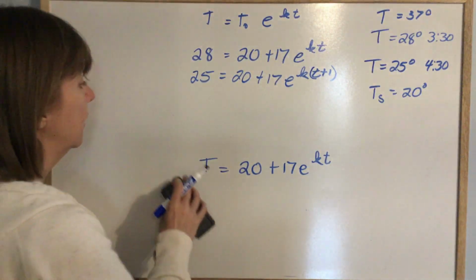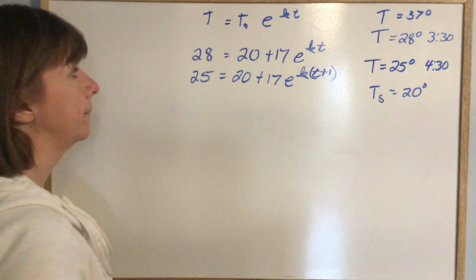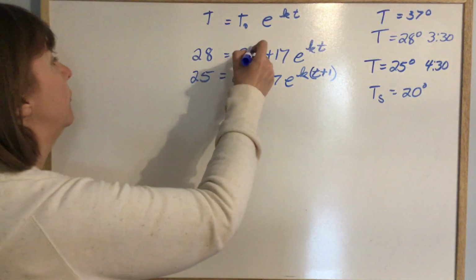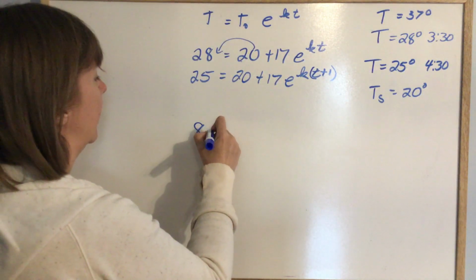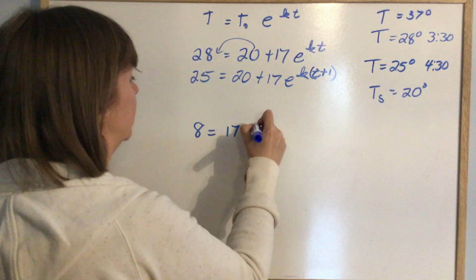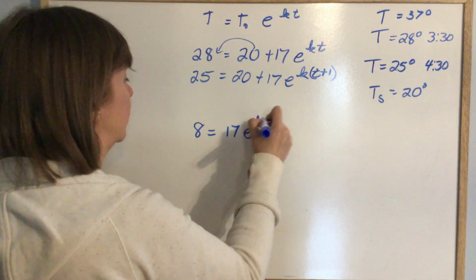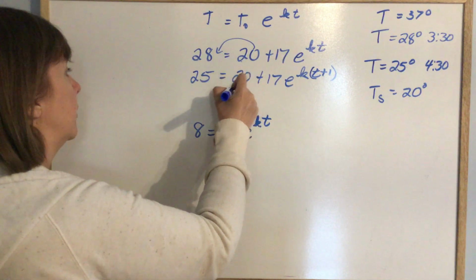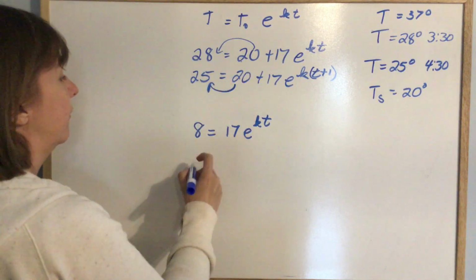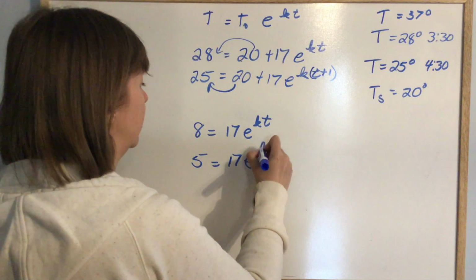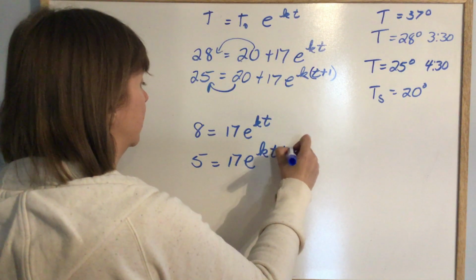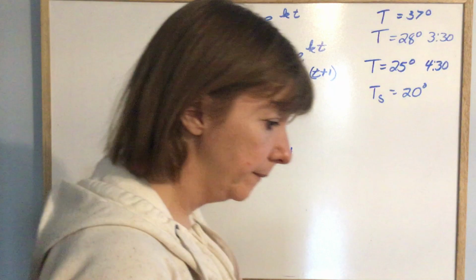They simplify these two equations a little bit, and they move the 20 back over here. So I have 28, take away 20, that's 8, is equal to 17 e to the k times t. And if we bring the 20 over here, we have 25 minus 20, which is 5, equals 17 e to the k times t plus 1. All right.